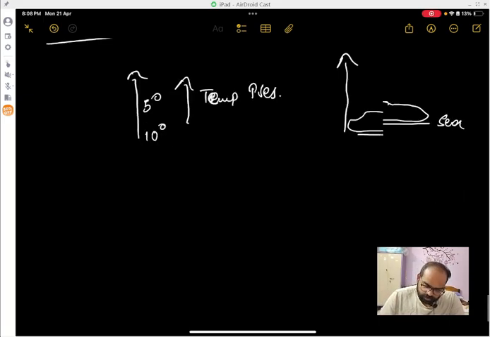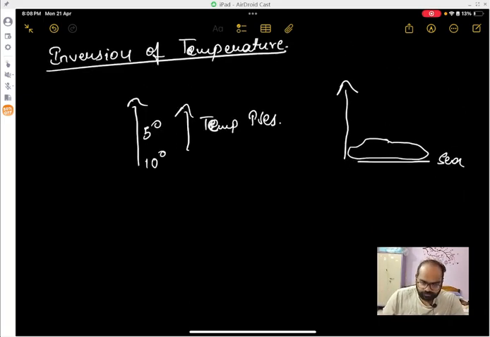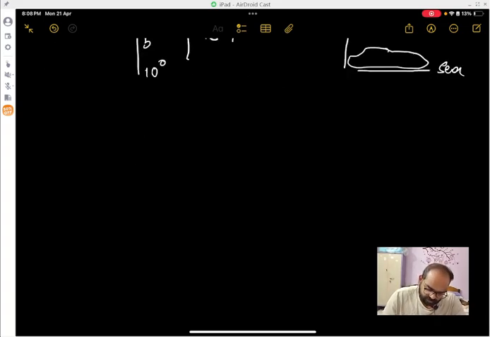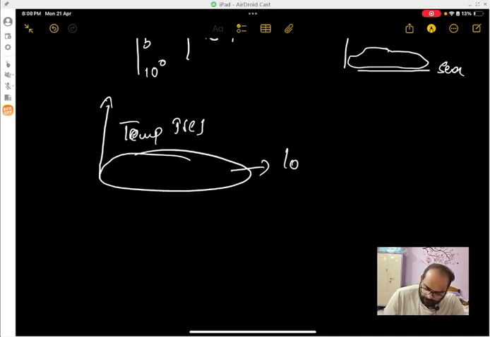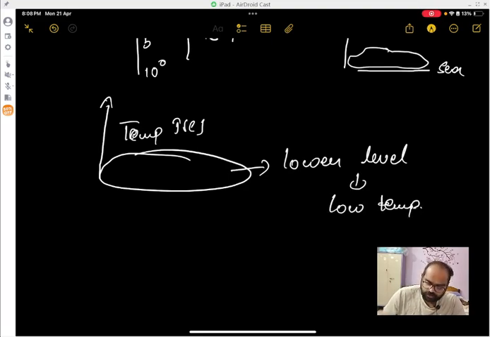Okay, this is the normal rate of temperature. But what happens? Inversion of temperature means as we move from low level to high level, temperature increases. The lower levels would have low temperatures, right? This inversion is of three types. Okay, first one would be valley inversion.